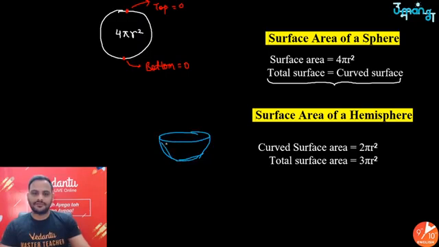Okay. So for a hemisphere, if I take the area of this part, I know the total was 4 pi r square. This will be 2 pi r square only. So the curved surface area of a hemisphere is 2 pi r square.